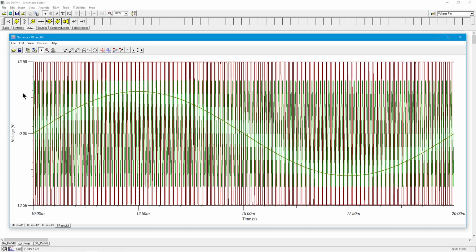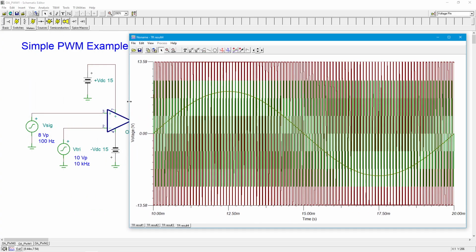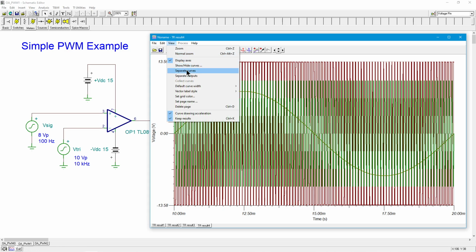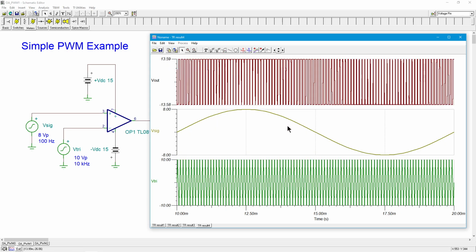Okay, so this is a little busy looking. Let me bring this over here just a little bit. The first thing I'm going to do is separate out the curves so we can see what's what. All right, so here's our signal. This is the sine wave we were talking about. And here's the triangle wave. So that's these two. And then this is the output. If you look closely, you can see that this is in fact pulse width modulated. This is that number 2 version I was talking about, the bipolar kind of output.